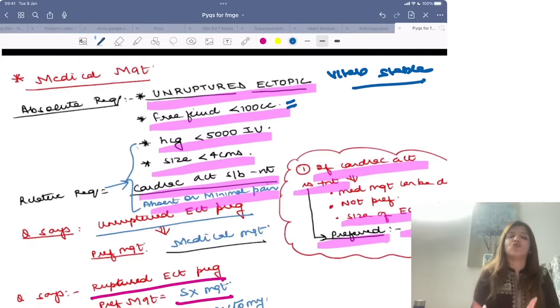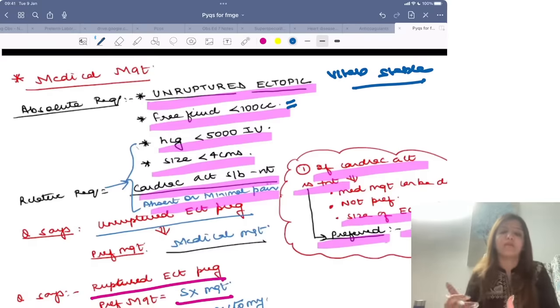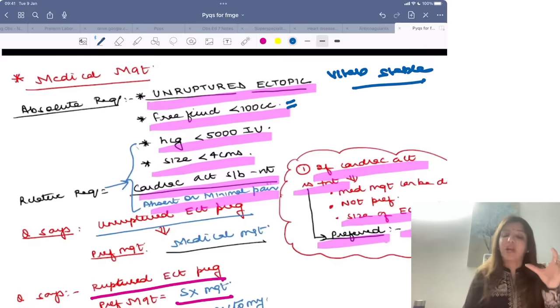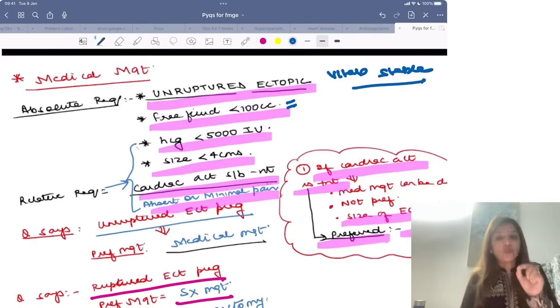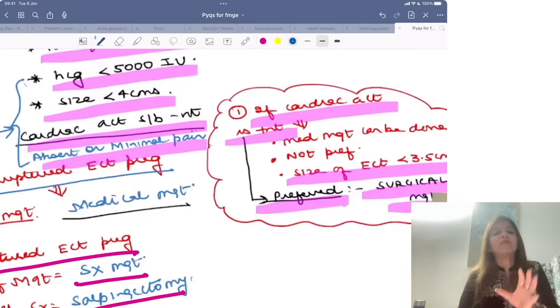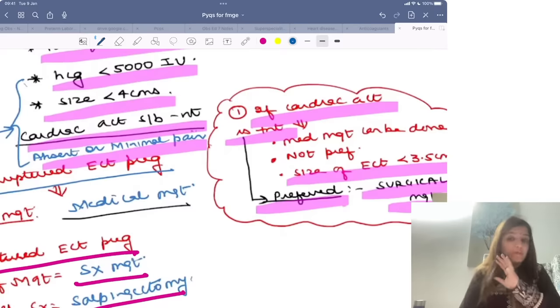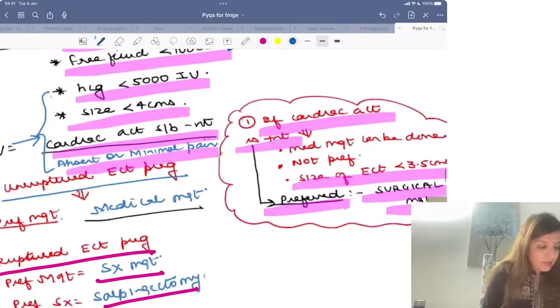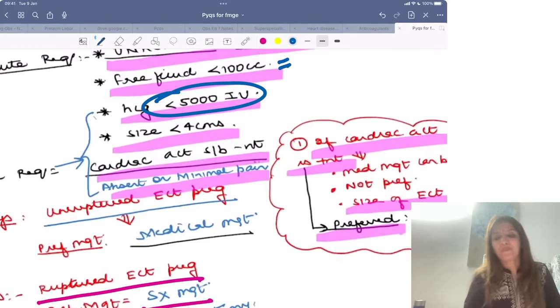Other than that, HCG value should be less than 5000. Size of the ectopic should be less than 4 centimeters. Cardiac activity should be absent, and there should be absent or minimal pain. These are relative requirements for medical management. Now suppose your question says cardiac activity is present. It doesn't mean that medical management is contraindicated, but medical management is not preferred if cardiac activity is present. We prefer surgical management if cardiac activity is present. Clear to all of you? Yes? Beta HCG less than 5000. Clear?